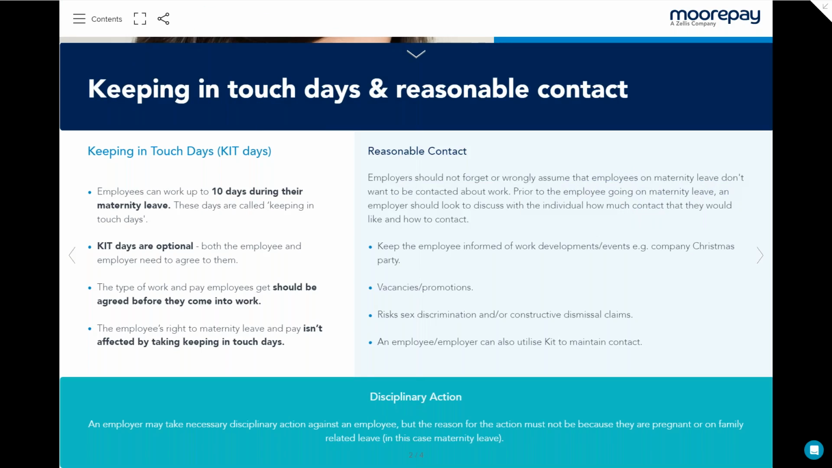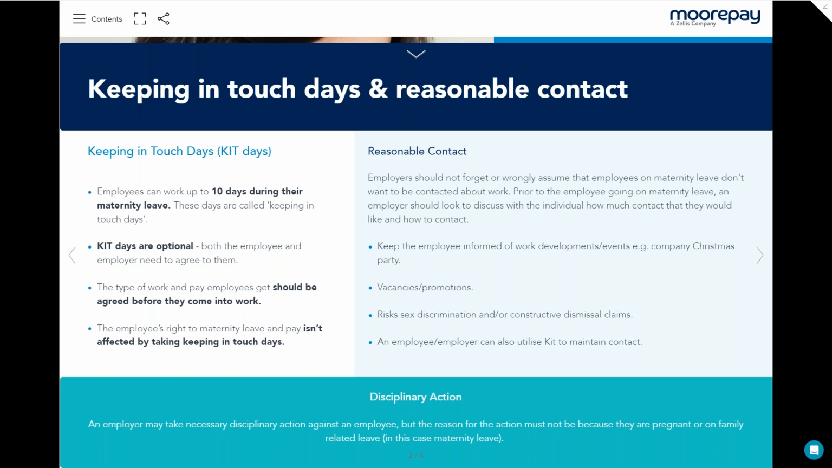Okay, moving on. The kit days and reasonable contact. So employees can work up to 10 days during the maternity leave. If they transfer over to shared parental leave, then that will stop, and then the shared parental leave contact days would kick in. But during maternity leave, there are up to 10 days that an employee can work, and we call them kit days, keeping in touch days.